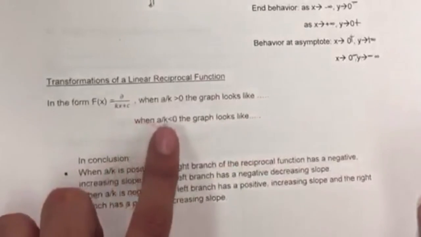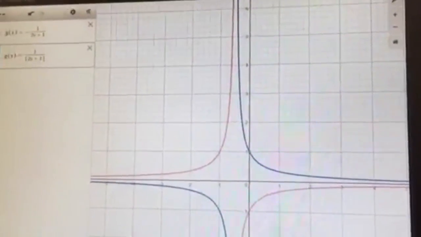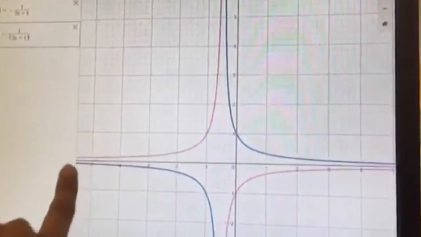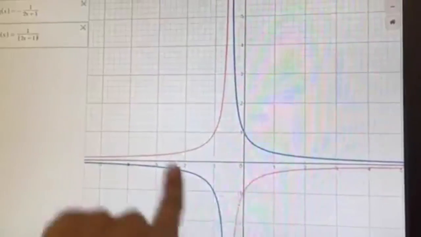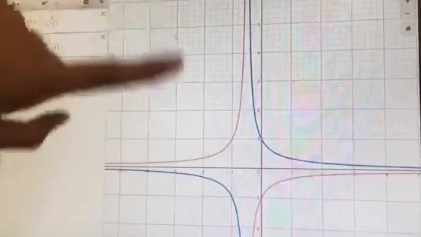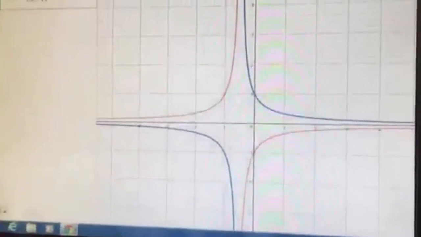And I'll show you when ak is negative, the graph looks like this. When ak is negative, so either a or k is negative, because if you have both negative, it will be positive. So when that is negative, you're gonna get the red graph, and the red graph basically, the left branch has a positive increasing slope, and the right branch has a positive decreasing slope, because as you can see, it's still positive, increasing. So yeah, that's that, guys.